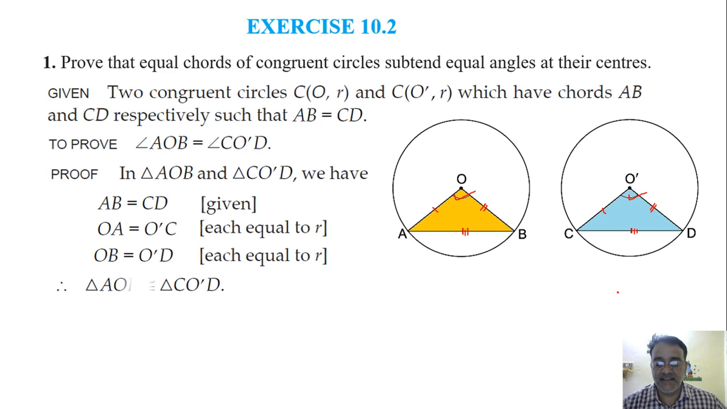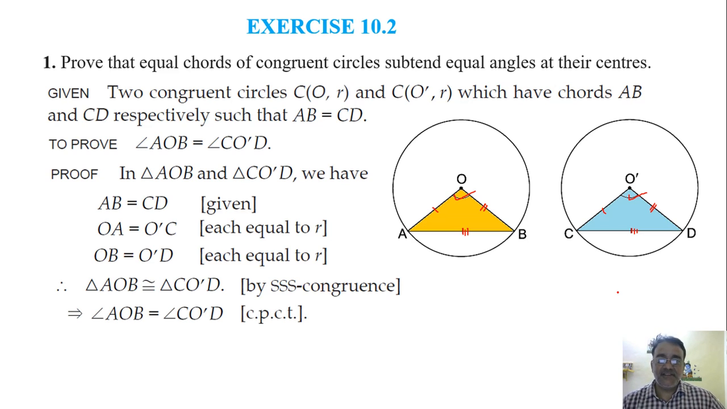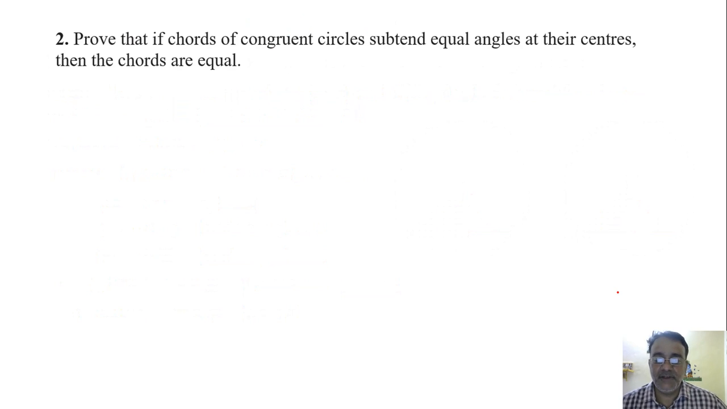Right. SAS criteria. SAS. हाँ, तीनों साइड्स हम लोग ले रहे हैं तो एंगल कहाँ से आ गया? SSS criteria. Yes, SSS congruence rule. So if these two triangles are congruent, then angle AOB is equals to angle CO dash D. Why? CPCT. Right. So this is question number 1, and question number 2 is also similar to 10.2 theorem.